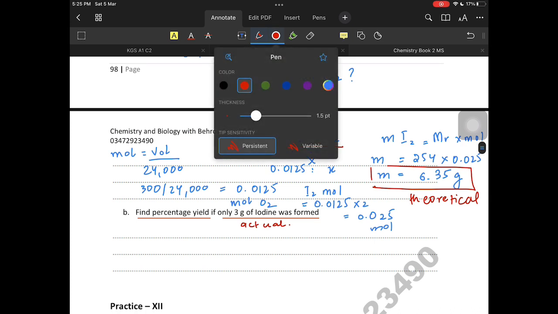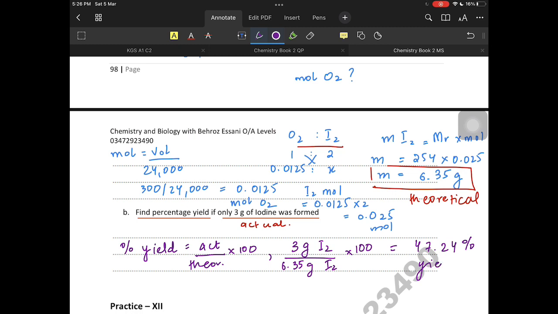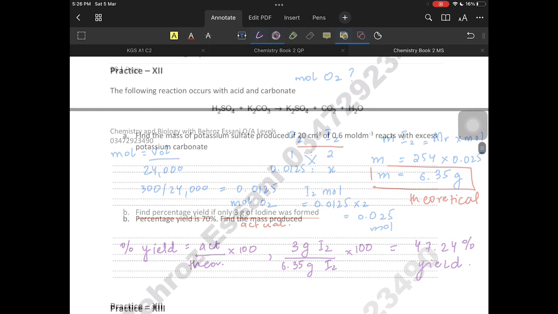So the formula for percentage yield is equal to actual yield, or the actual amount, divided by the theoretical, times 100. So we have the actual amount with us, which is 3 grams, divided by 6.35 grams of iodine, which was the calculated amount, times 100. Your actual is always a little lesser than the calculated one, so it's going to be somewhere around less than 50%. Yeah, it's 47.24%. This is the actual yield. So your reaction reached 47% completion.